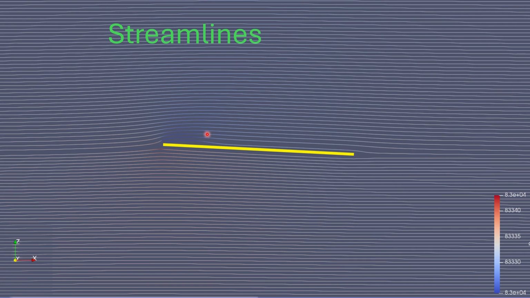Now let's look at the streamlines, okay? We can see some curvature, particularly near the leading edge, and we see a net downwards flow as we get to the trailing edge. But let me squeeze the image from side to side to better show that curvature.